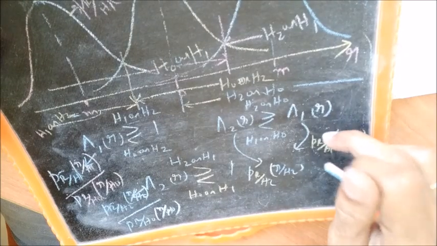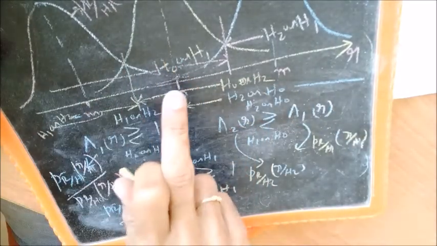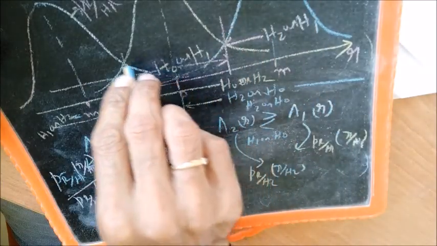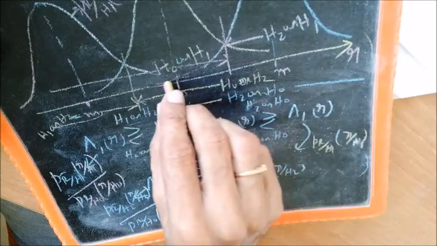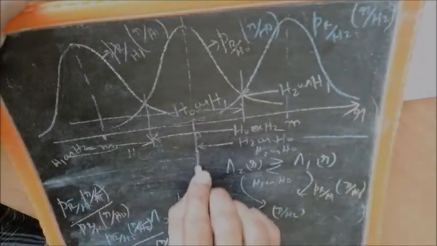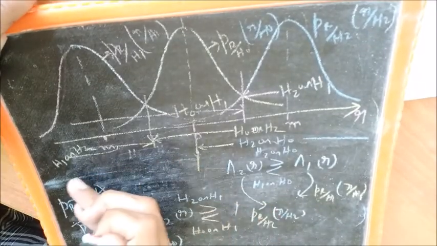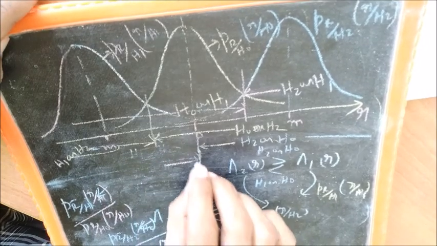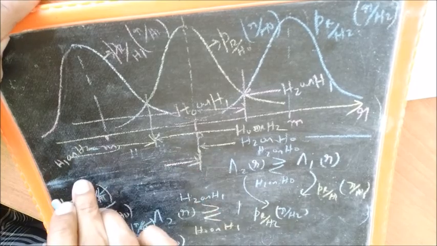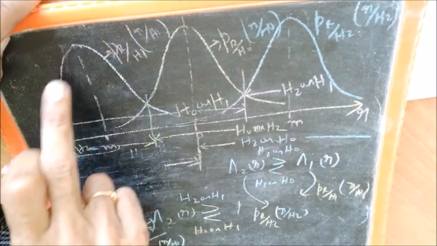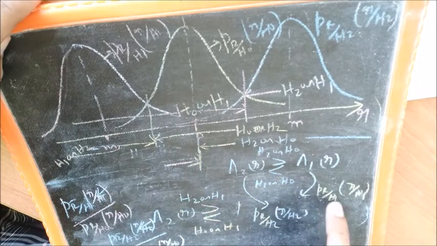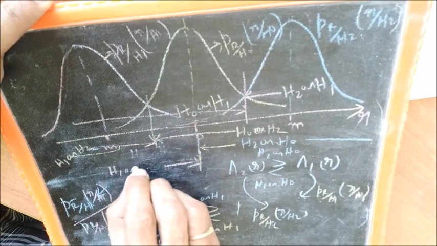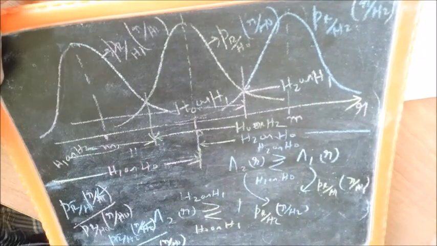And when PR H1 is more, that is on this side, PR H1 is more than PR H2 because PR H1 takes a larger value here compared to PR H2. So this side on the left here, if you see, that is this region, PR H1 is more than PR H2 and it is H1 or H0.